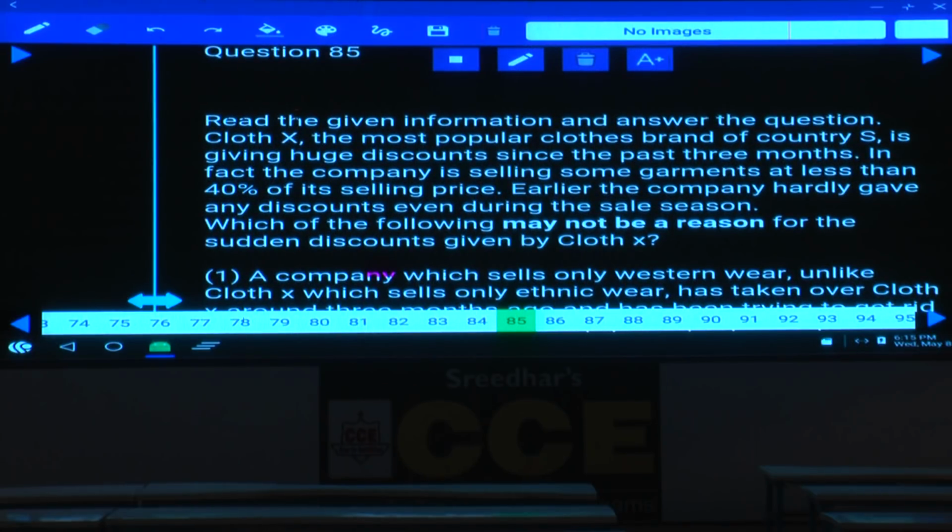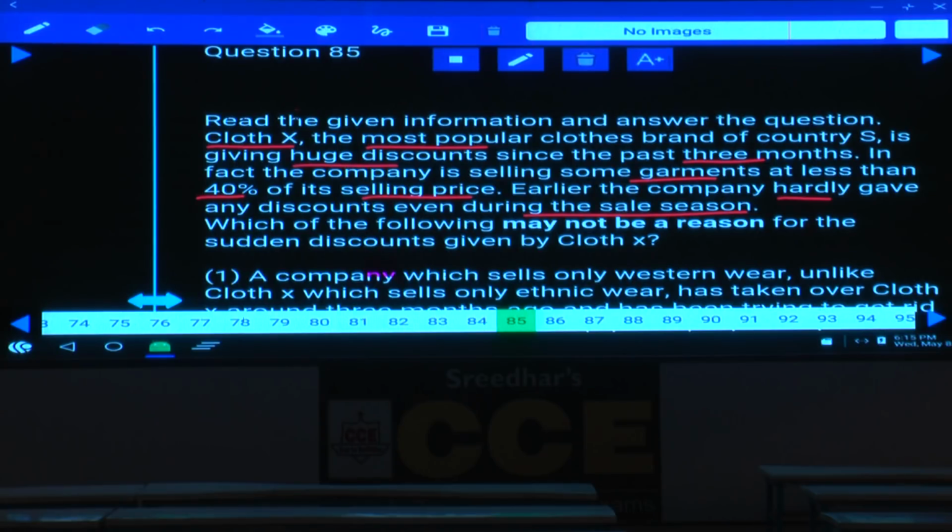Now in 85, cloth X, the most popular clothes brand of country S is giving huge discounts since the past 3 months. Now this cloth X, the popular brand, is giving huge discounts. And in fact, the company is selling some garments at less than 40% of its selling price. Less than 40%. Earlier the company hardly gave any discounts even during the sale season.